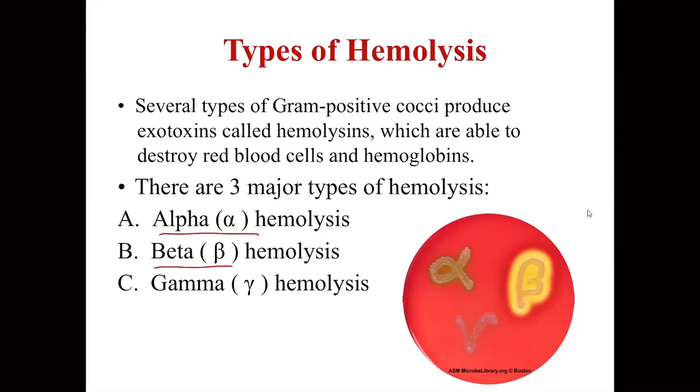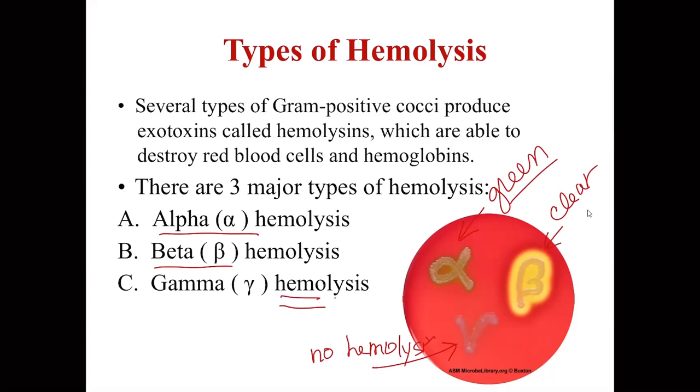If you look, alpha looks kind of green, and it's not a pretty green, right? It's like an old blood green. Beta totally breaks it down, so it's clear around the cells. And gamma has no hemolysis. Hemolysis is hemo and lysis, so literally it's just the breakdown of the hemoglobin in the blood. Some of them can totally break it down, some break it down partially, and some don't break it down at all. It's cool that you can actually classify them based on this.